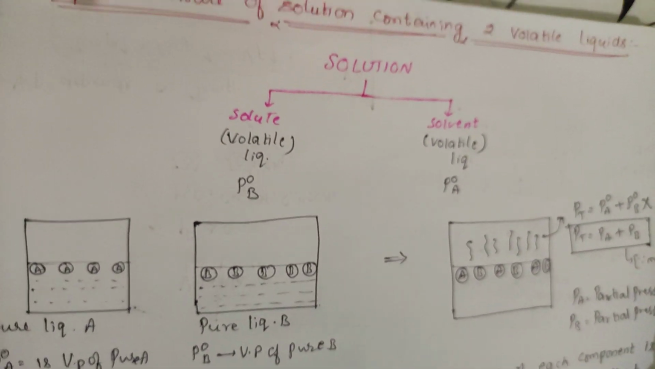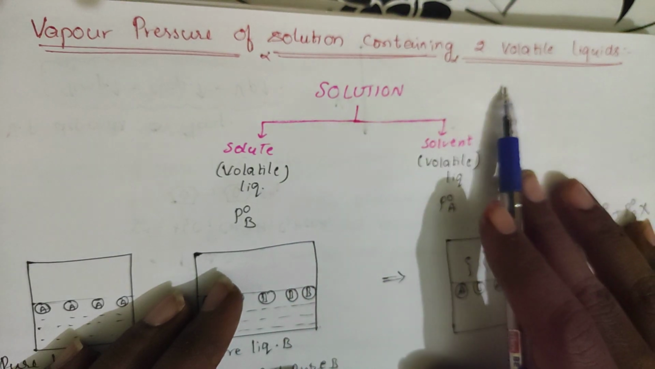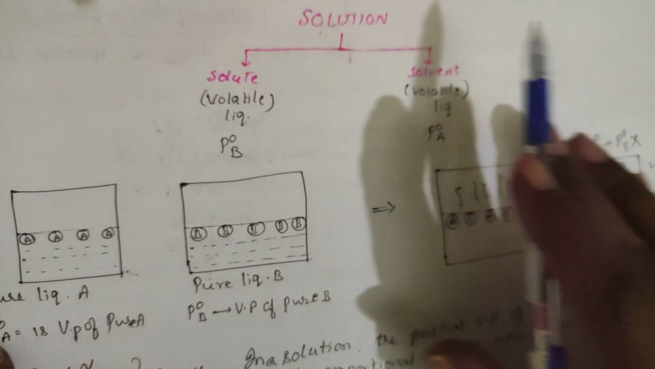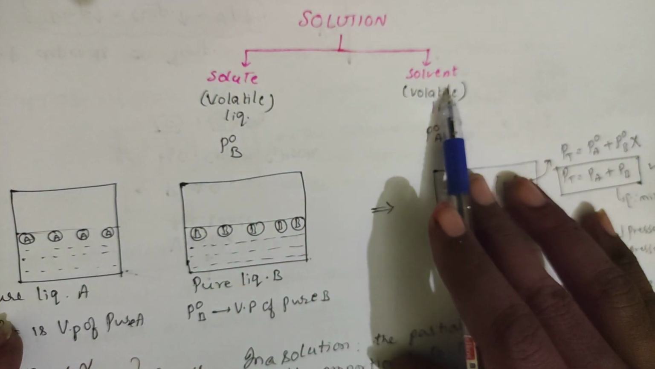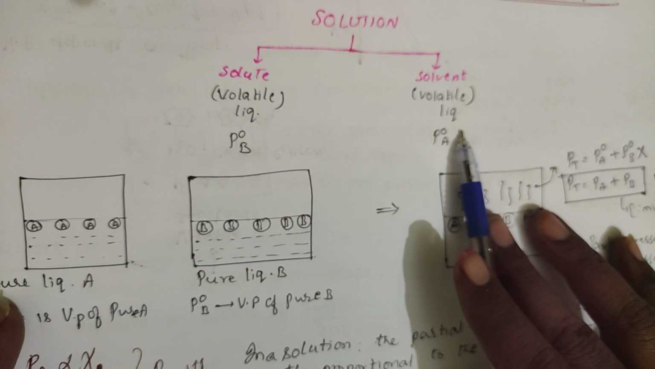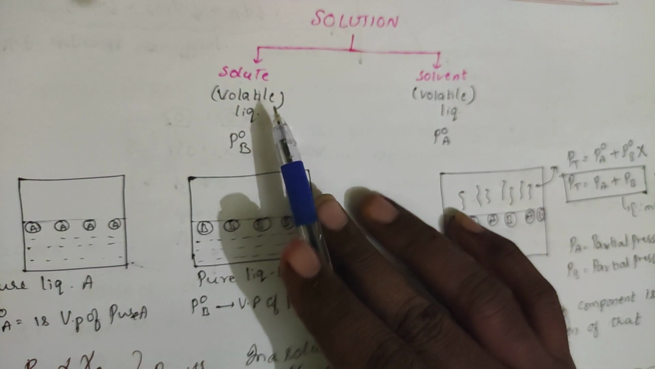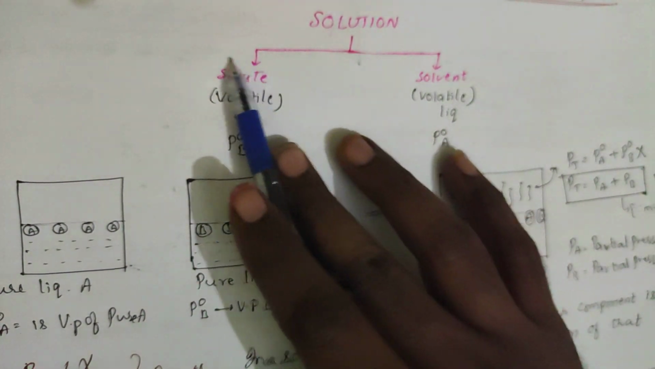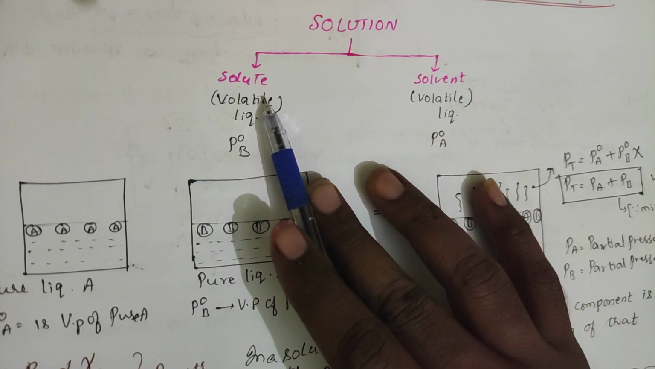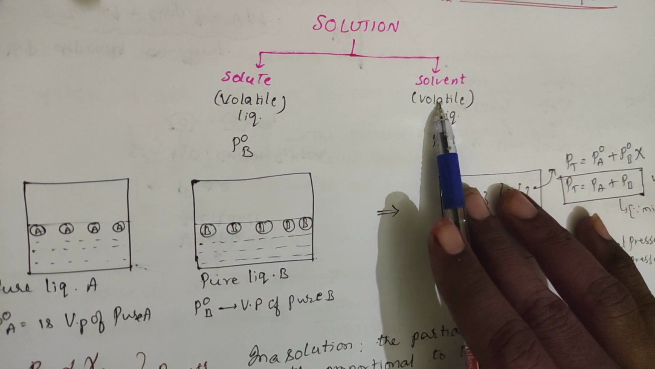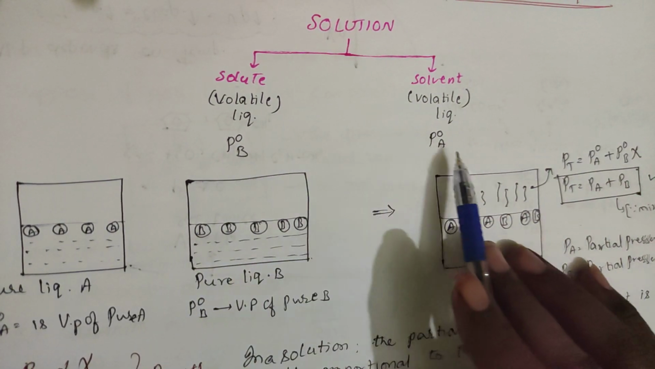Now you are making a solution. See, vapor pressure of the solution containing two volatile liquids. You are going to calculate this one or you are going to learn this one. Right, solution. The solution is made up of solute plus solvent. Solute is volatile liquid and solvent is volatile liquid. Both you are taking. And always I have said take solute as B, solvent with A. So if it is in pure condition, solute is in pure condition, means before mixing with the solvent, the pressure exerted is P naught B. And pressure exerted by the solvent before adding solute, it is P naught A.